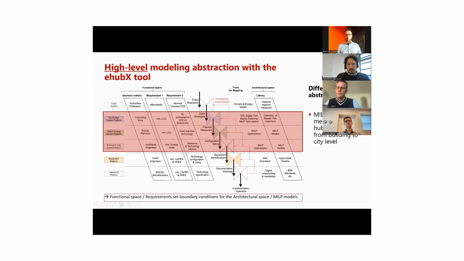And here, again, a repetition of the slide Matthias showed. As he explained, we have on one side the requirements, which are given by the functional space, and on the other side the architectural space, where we then apply the model. So for example, one requirement for a high-level MILP model could be that we have to reach net zero in the year 2050. Our tool is then a MILP model, so the Ehub X tool, for example, and with this requirement we have to find the solution which fulfills the requirement coming from the higher platform, for example, the policy platform.